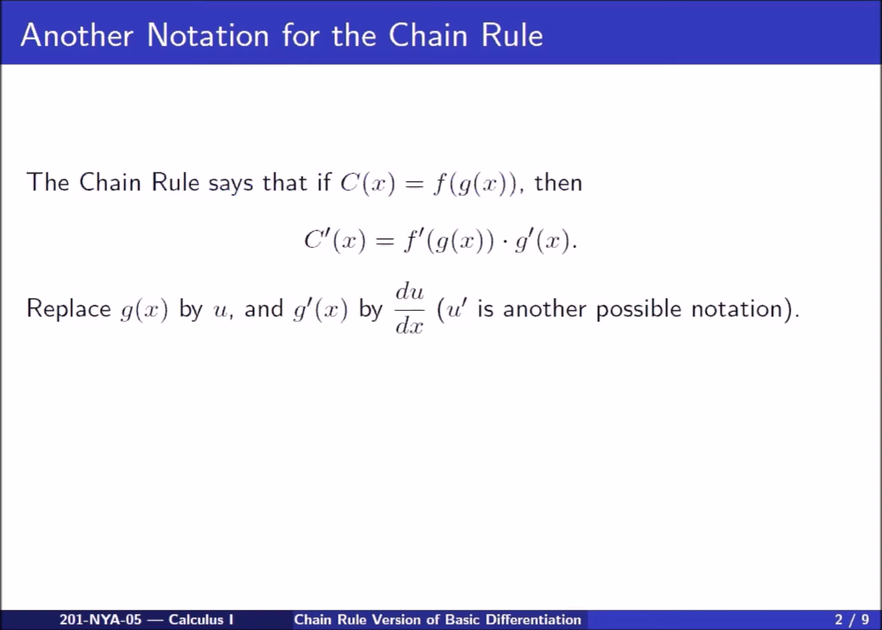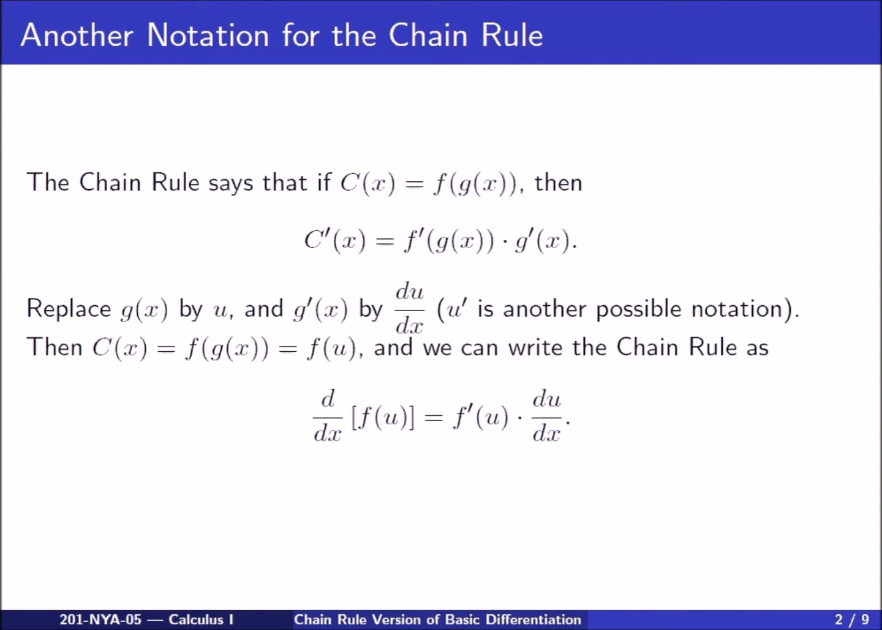replacing g of x by u. So then f prime of g of x becomes f prime of u instead, and g prime of x is just du dx, or you could just write u prime. So if we do that, we get that c of x is just f of u, so c prime x is the derivative of f of u, so that's what we have here in the equation on the left hand side, and f prime of g of x becomes f prime of u because we've replaced g of x by u, and g prime x is just the derivative of u, so du dx, or we could write u prime.